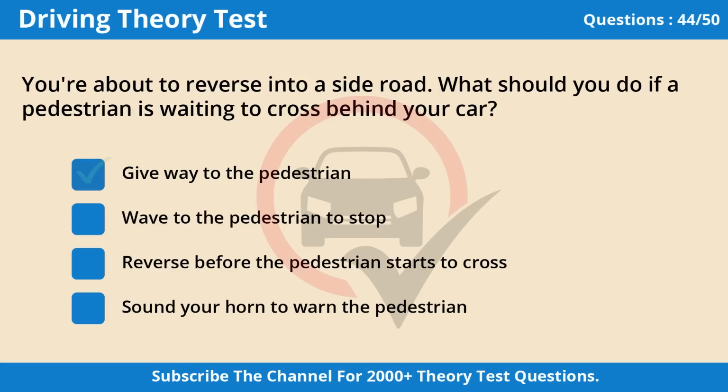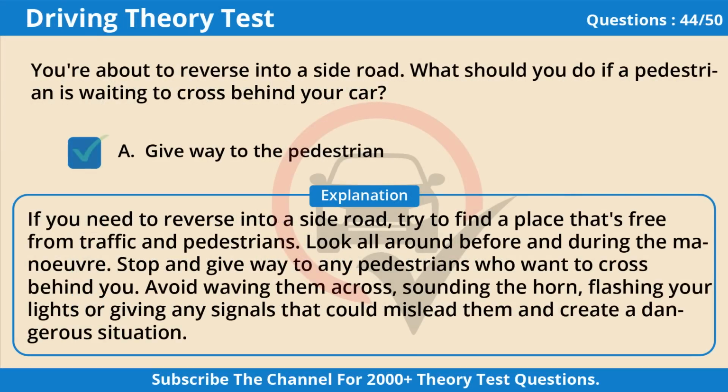A. Give way to the pedestrian. If you need to reverse into a side road, try to find a place that's free from traffic and pedestrians. Look all around before and during the maneuver. Stop and give way to any pedestrians who want to cross behind you. Avoid waving them across, sounding the horn, flashing your lights or giving any signals that could mislead them and create a dangerous situation.